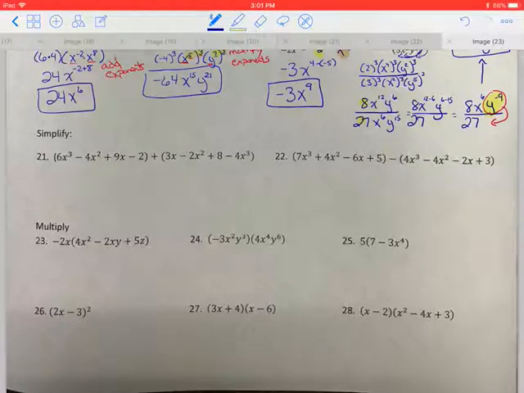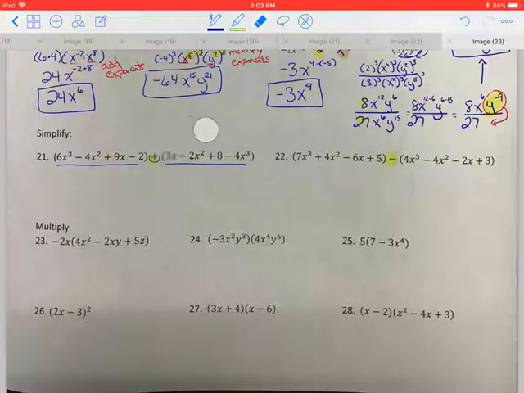All right, number 21 and 22 are dealing with polynomials, specifically addition and subtraction. So we have to figure out how to deal with these parentheses. The parentheses are here to show us where our polynomials are. So here's one polynomial, here's the other. If you just have a plus in front of it, what that's saying is you have a plus 1. So if I distribute a positive 1, I multiply everything by 1 and it doesn't change anything.